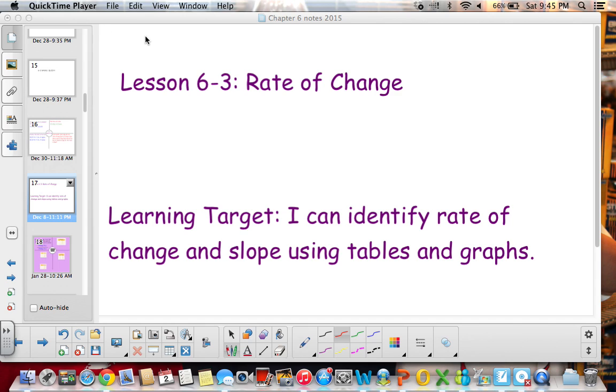Hi, sixth graders. We're on lesson 6.3, which is rate of change. So make sure you label your page appropriately. The learning target is being able to identify rate of change and slope using tables and graphs.